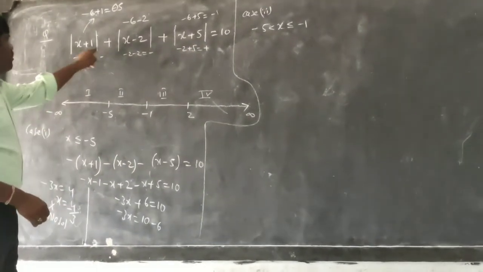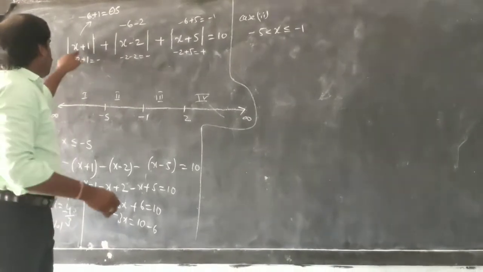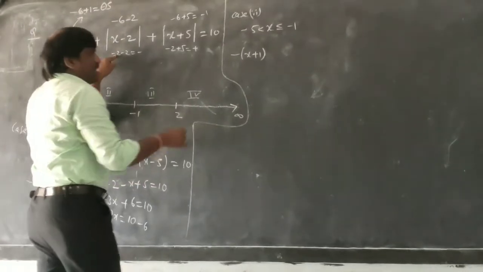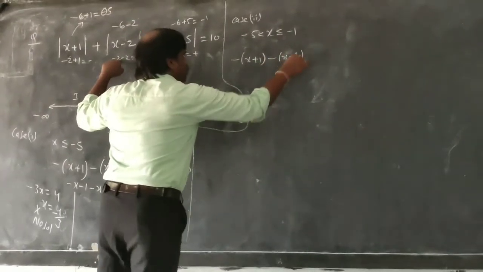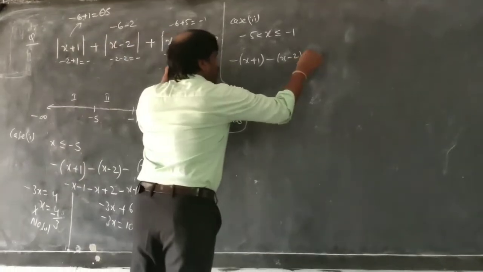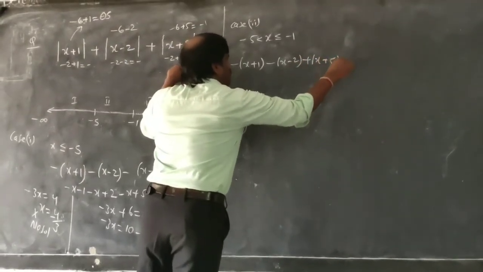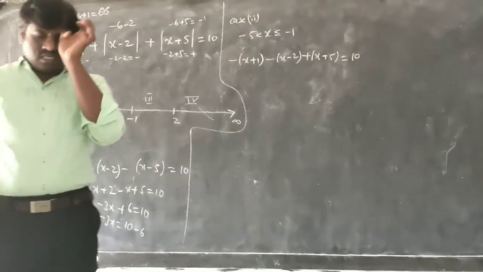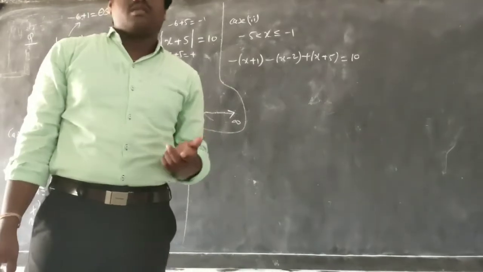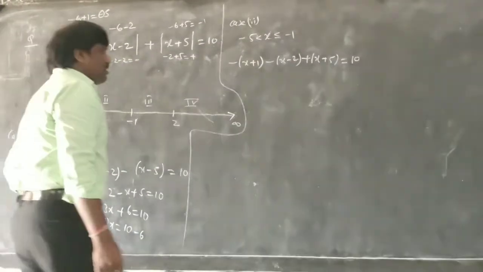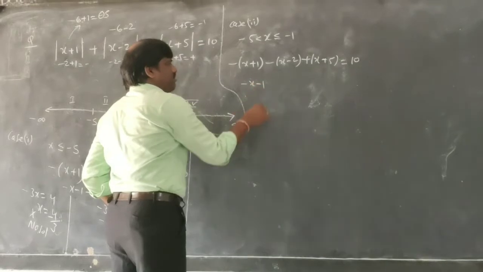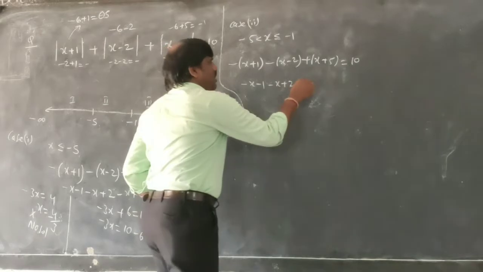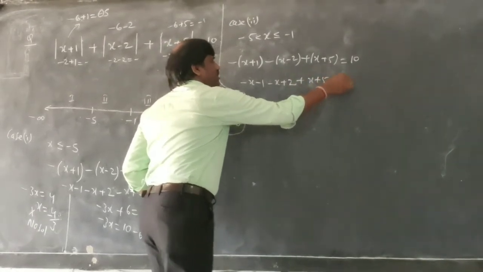So open, this is negative, this is negative, this is positive. Open, negative of x plus 1, and open, negative of x minus 2, and open, positive, that is x plus 5, is equal to 10. Like this way you have to do it. The reason is, modulus is positive or negative, so you have to check this. So minus x minus 1 minus x plus 2 plus x plus 5 is equal to 10.